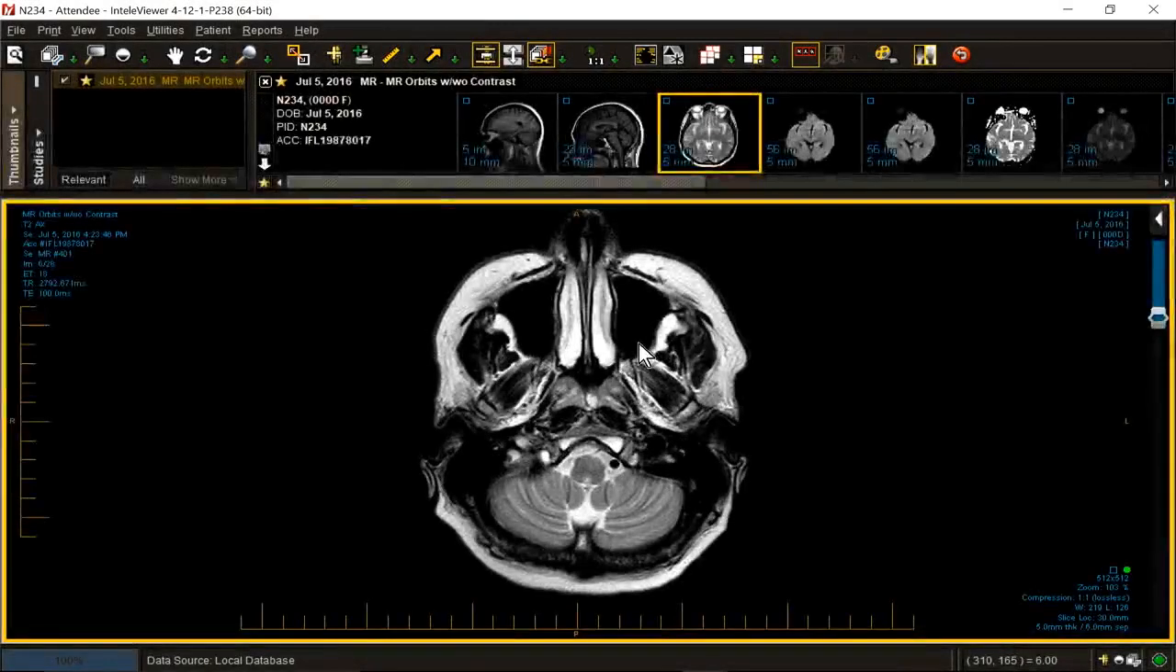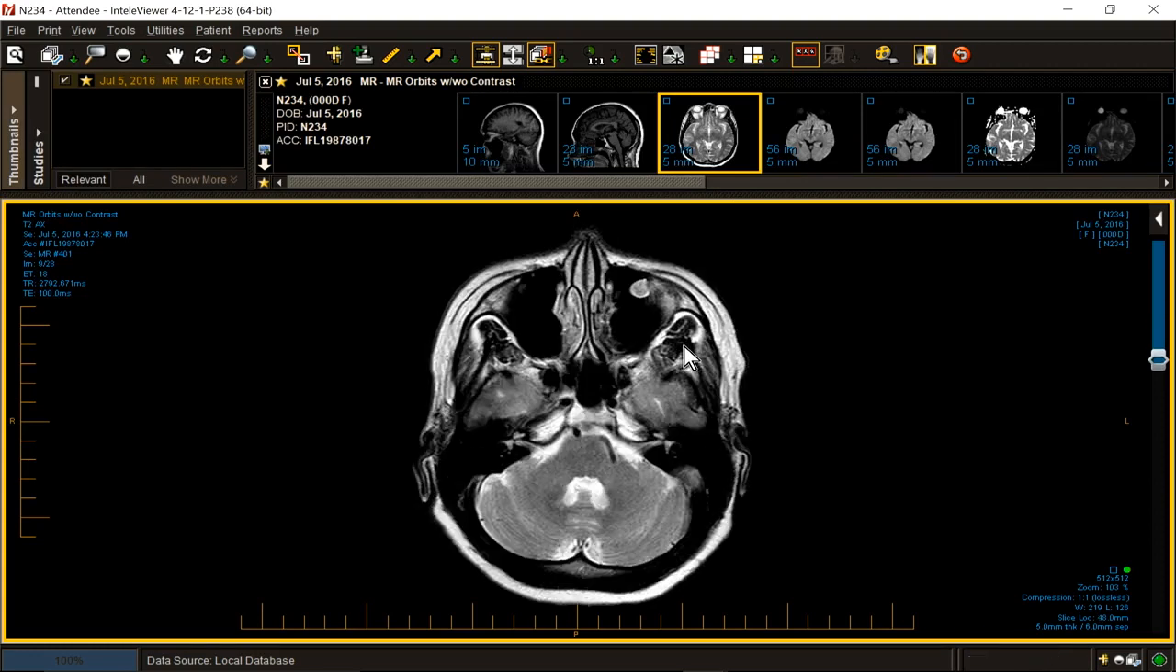Okay, we have diplopia, double vision for 6 to 8 months. Patient is 50, I believe. Yep, 51. It is a woman.